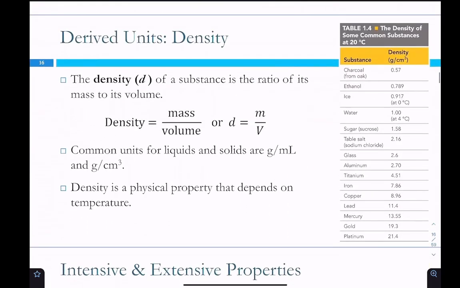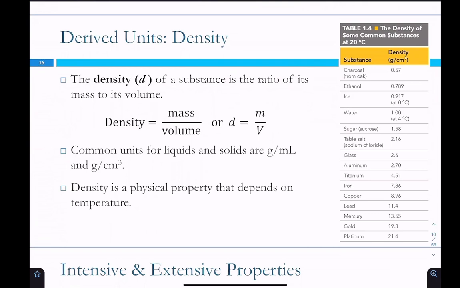All right, another common derived unit is density. Density is a very useful derived unit. The density of a substance is the ratio of its mass to its volume. You can treat this as a formula, mass divided by volume, but I would encourage you to think of it in terms of its units and think about calculating it that way. Because the units of density are a unit of mass divided by a unit of volume, usually grams per milliliter or grams per centimeter cubed.